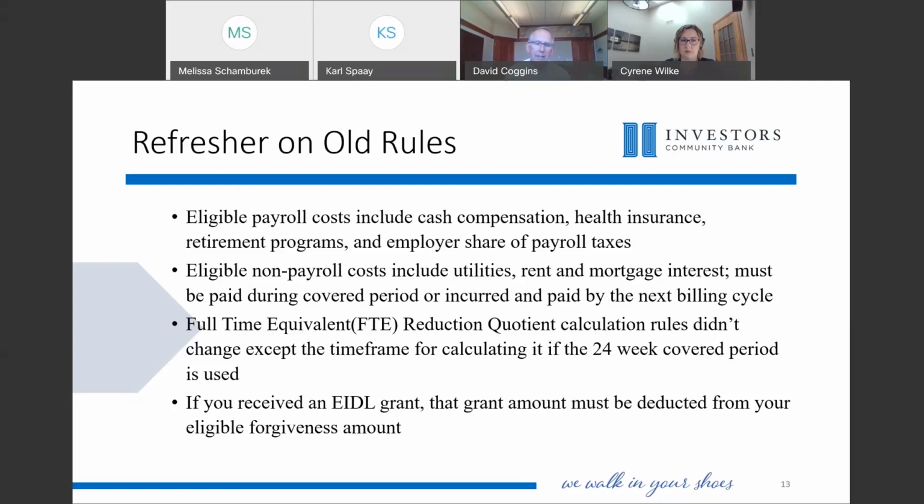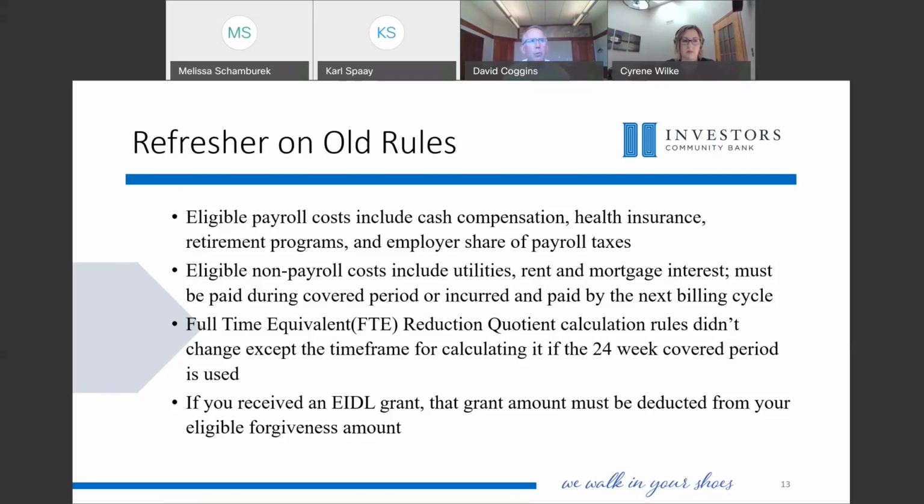And the last thing is that if you received an EIDL, which is an SBA economic injury disaster loan grant up to $10,000 in that EIDL program, that grant amount must be deducted from your eligible forgiveness amount. And there's been some back and forth on this particular issue. In the application, you're required to say whether or not you got one of these, and they're going to be able to cross-check your name with whether or not you got one of these EIDL grants.